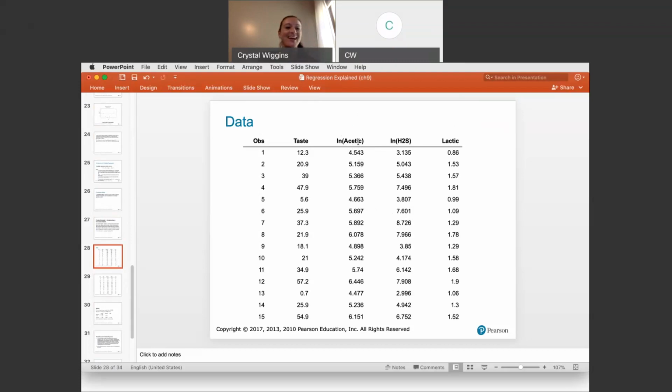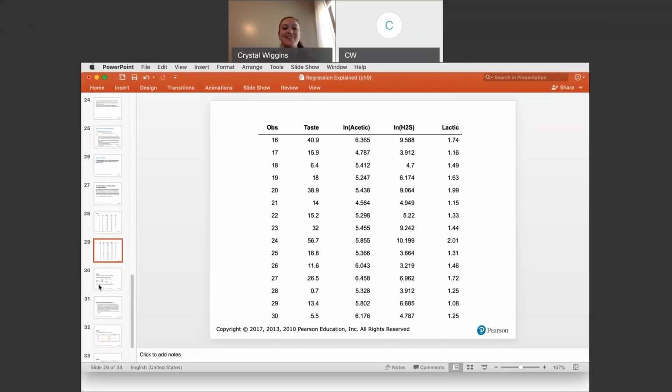And this data set I've already created into an Excel file for you. It is posted in our class folder.